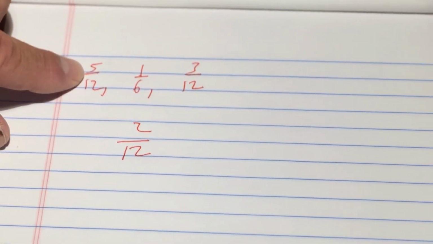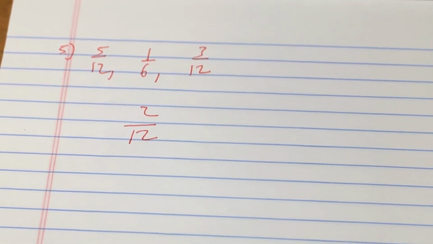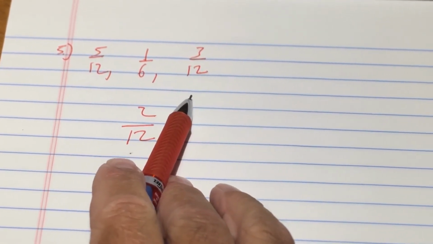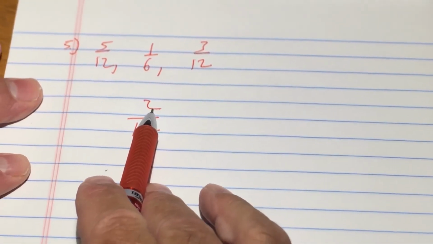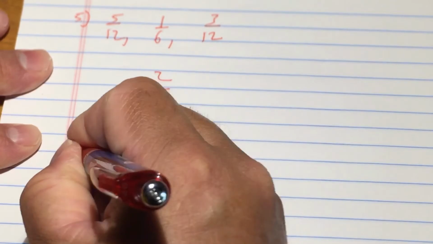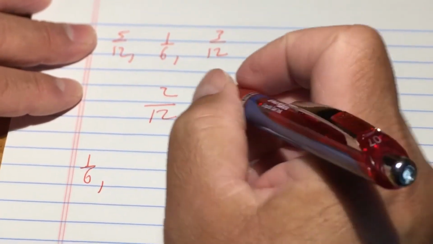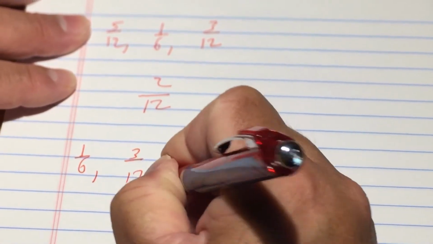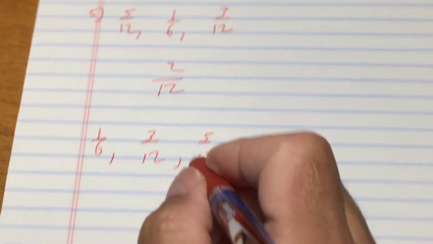So now I got 5/12, 2/12s, and 3/12s. So all you got to do is compare the numerator because the denominators are all the same, which is 12. So you have a 5, a 2, and a 3. The 2 is the smallest. So that goes with 1/6. 1/6 is the smallest. And then you got 3/12s and 5/12. That's easy. So 3 is less than 5. So now you have 3/12s and then 5/12s. That's pretty simple, don't you think, guys?